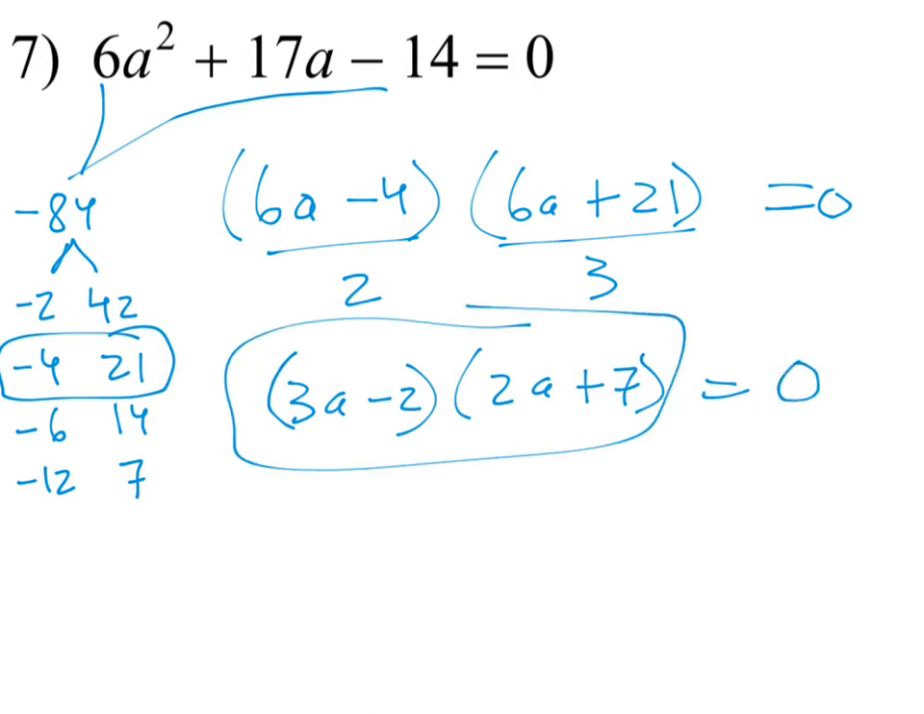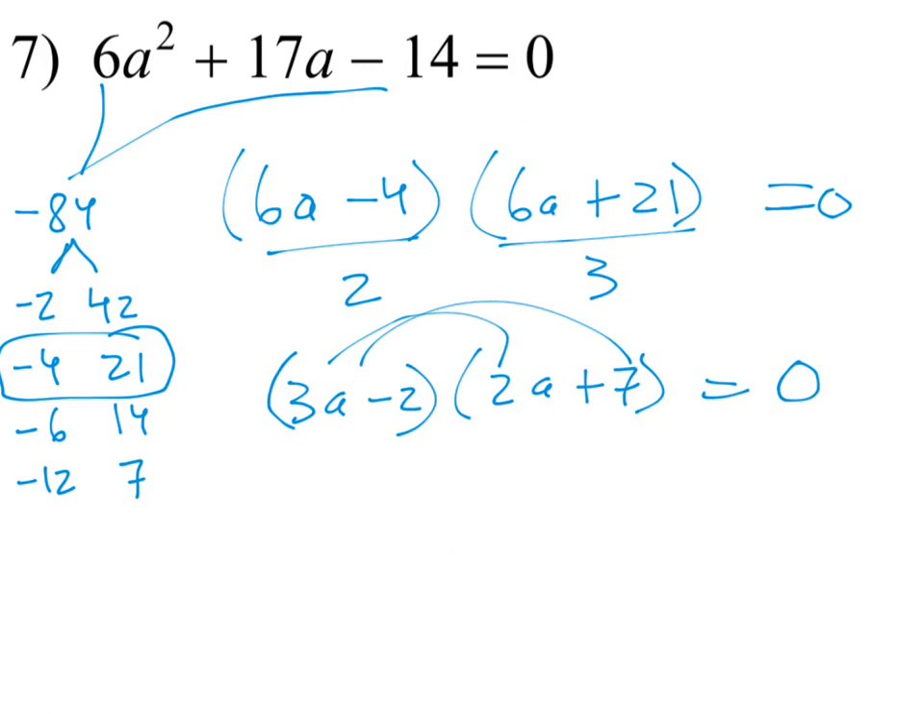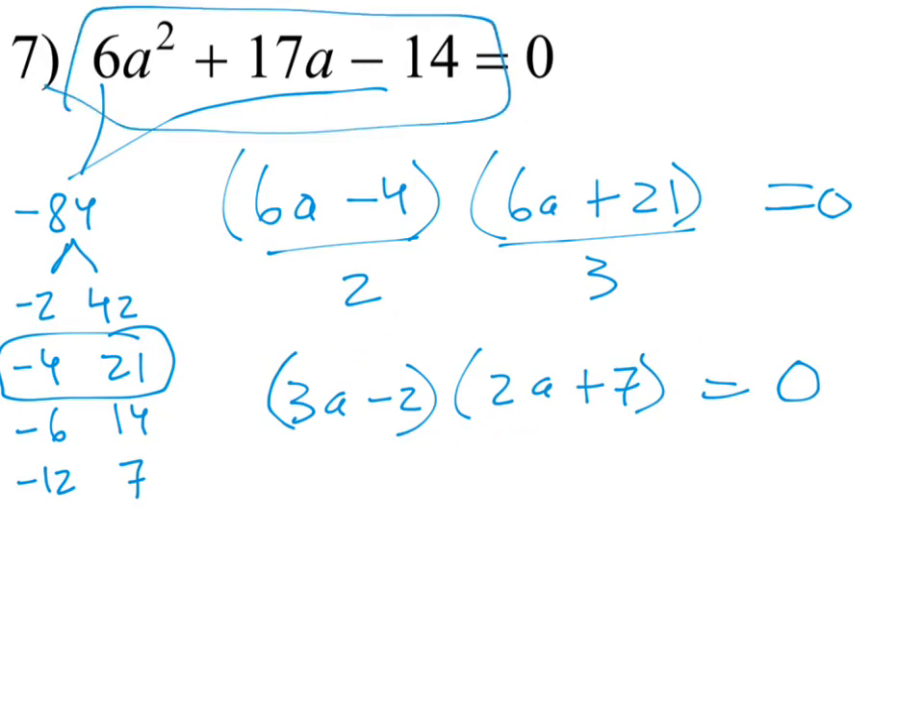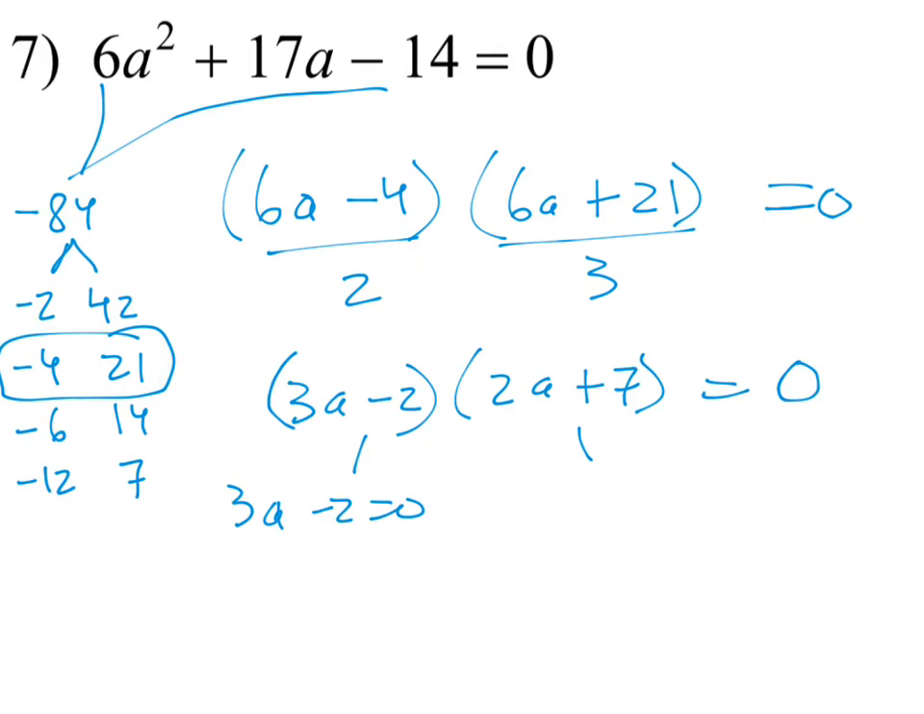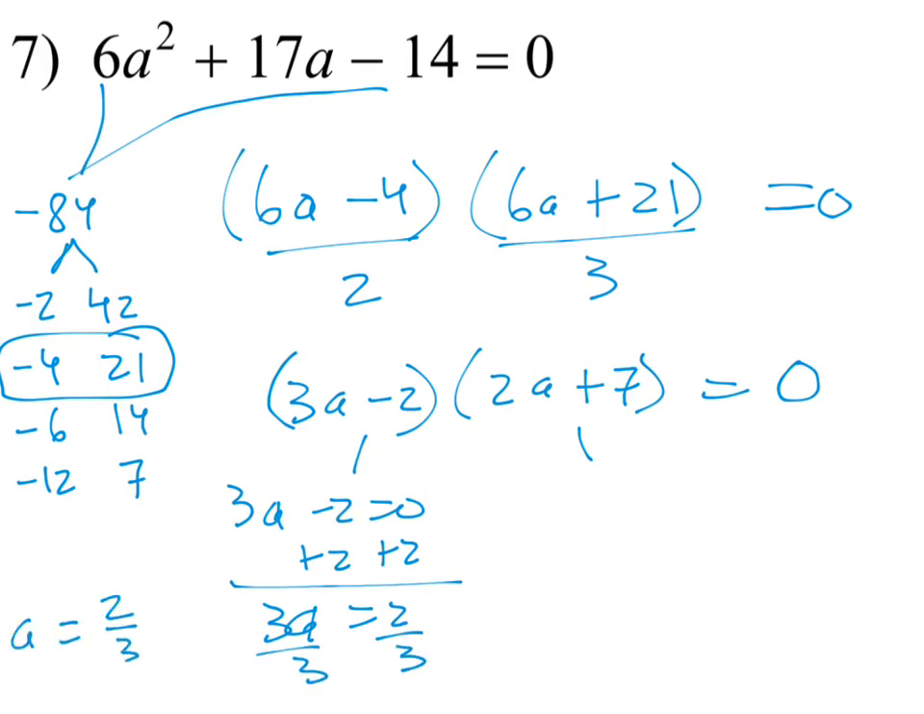You may want to test this out and distribute your 3a, your negative 2, and see if you get what you started with, kind of double checking. But each of these factors can equal 0. So you got 3a minus 2 equals 0. You just do a quick add 2, you got 3a equals 2, you can divide by 3, and you got a can equal 2/3.